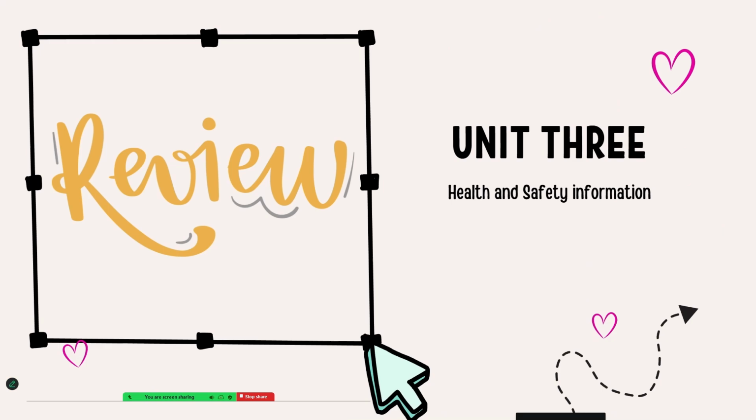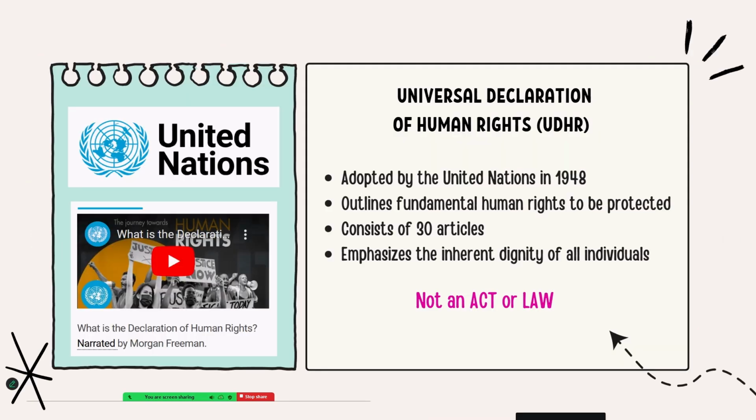Because yesterday was a lot of the heavy acts and laws and policies, I want to do a quick run through so that everybody is up to date and on the same page. We talked about the Universal Declaration of Human Rights, that it was adopted by the United Nations in 1948, but it is still an ongoing responsibility of individuals. The Universal Declaration of Human Rights outlines fundamental human rights that are to be protected. It consists of 30 articles emphasizing the inherent dignity of all individuals.